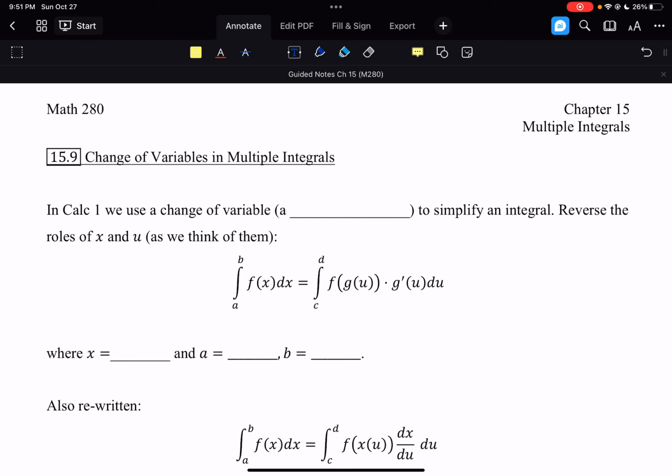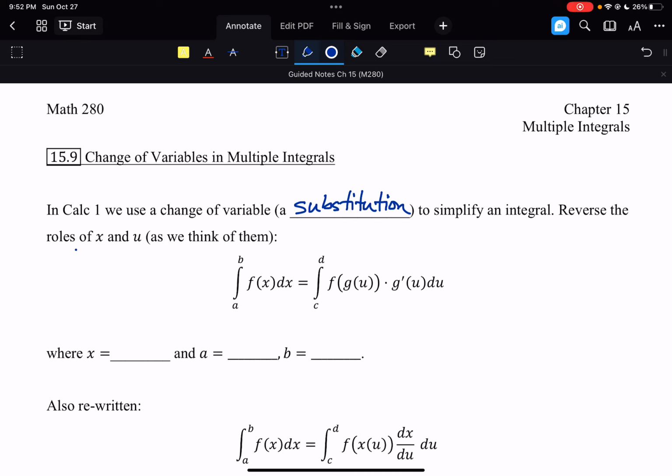So to start us off, in Calc 1, so we're going to think back, we use a change of variable, which we're going to refer to as a substitution, to simplify an integral. So this would be like what we call a u sub, right? A u substitution is what we're used to.